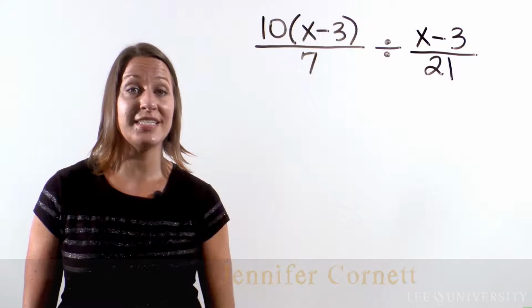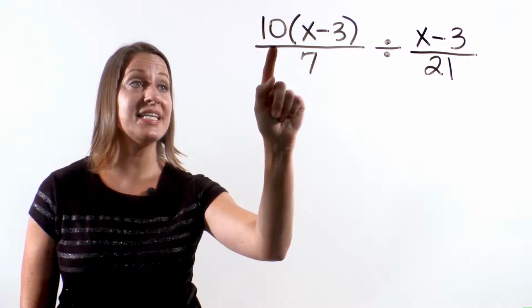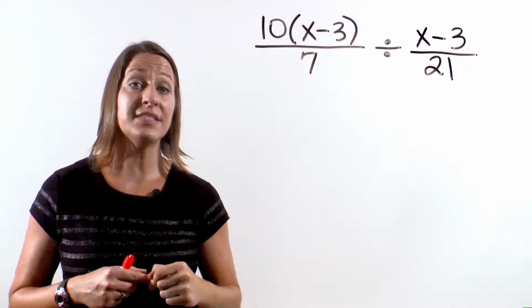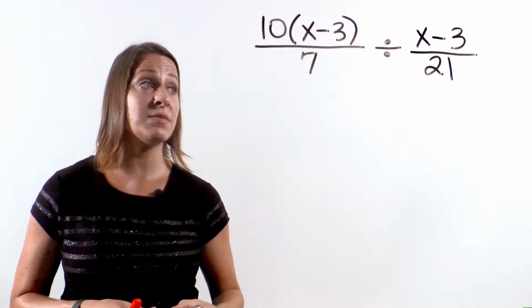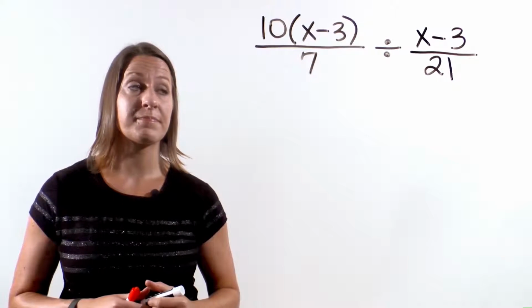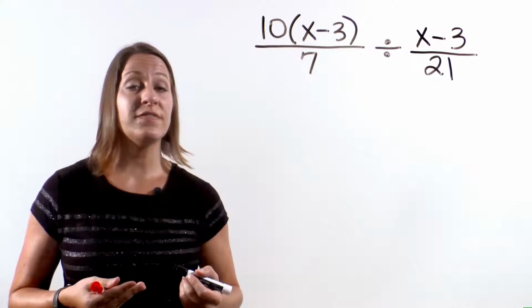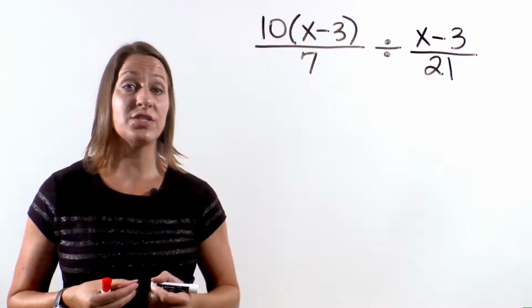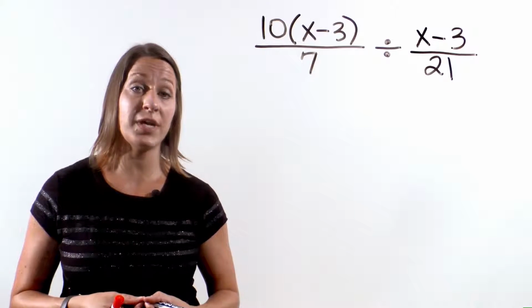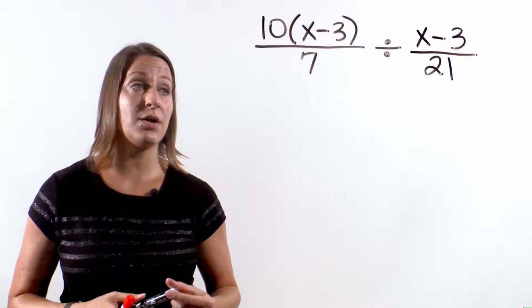Take a look at our first example. We have 10 times (x minus 3) over 7 divided by (x minus 3) over 21. When we're dividing rational expressions, we're actually not going to divide, but we're going to convert these to a multiplication problem. And here's how we're going to do it.